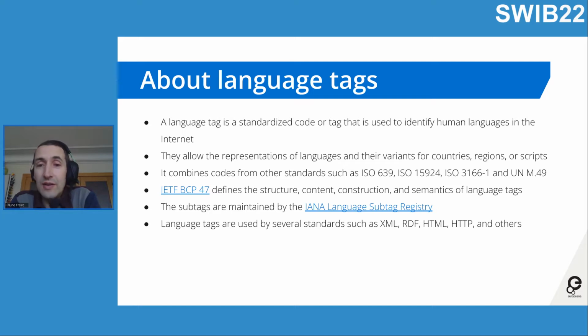Language tags, their syntax and their structure, is dictated by a standard called BCP 47, and along with this standard, there is also a related registry that contains all the language subtags which can be used within the structure of a language tag. These language tags are used in different technologies in the internet. XML, RDF, HTML, HTTP communication can also use them, and there are other cases.